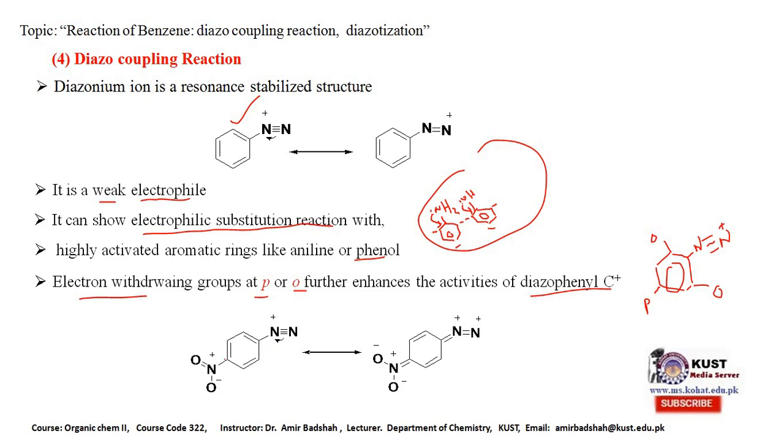How? This draws electrons from the diazo group. By drawing electrons from this diazo group, it enhances its reactivity. It means it makes it more positive. When it becomes more positive, its electrophilic nature will be enhanced or increased. How is it increased? By drawing these electrons.